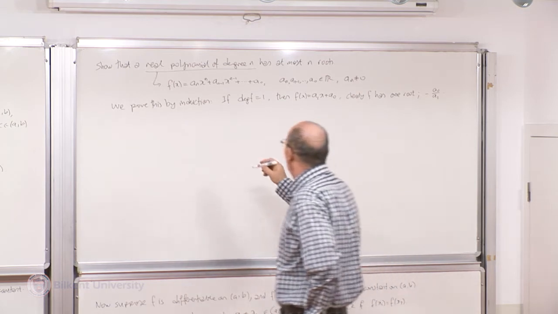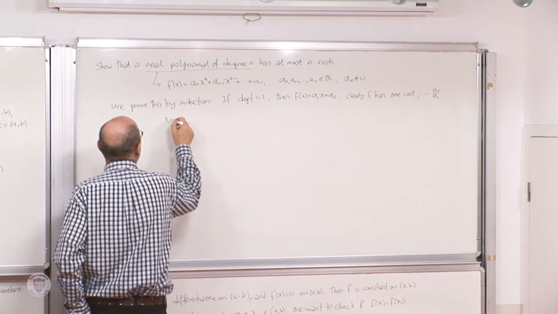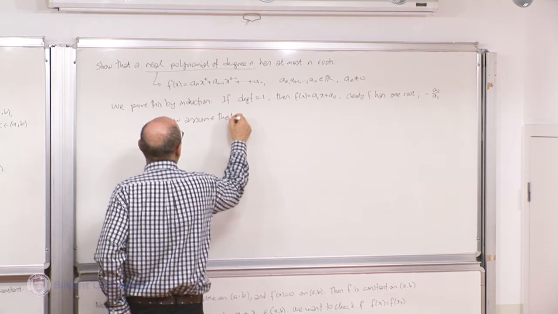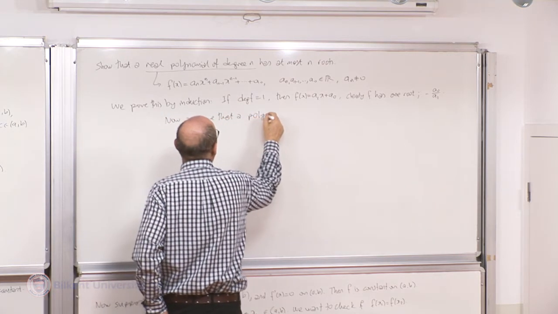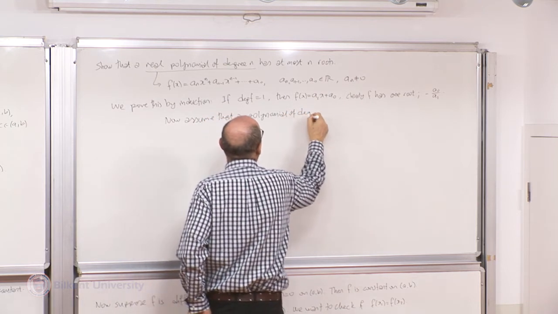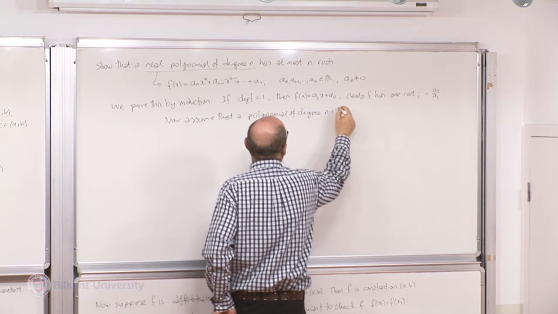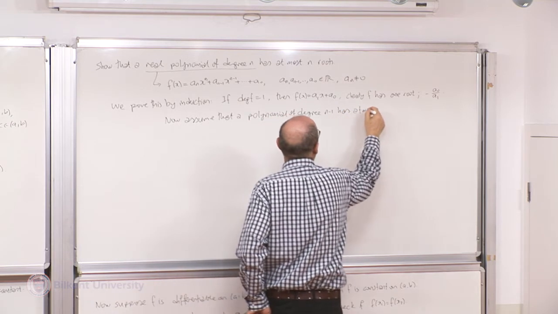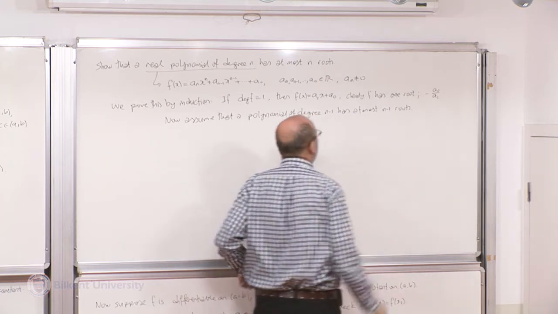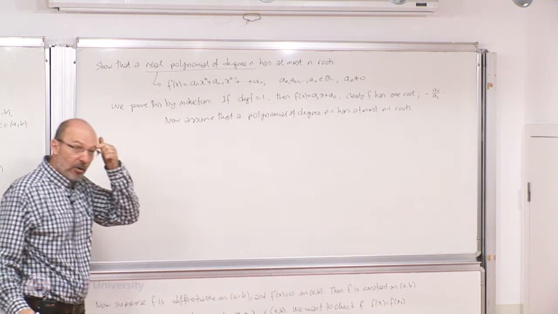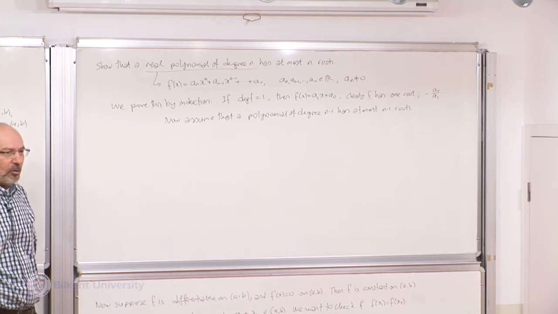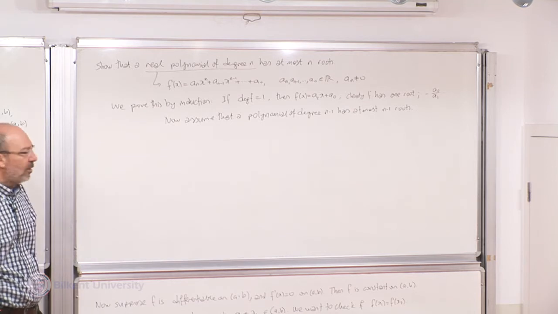Okay, now assume that a polynomial of degree n minus 1 has at most n minus 1 roots. Okay, so we don't know that, but taking this assumption, can we go to n roots?